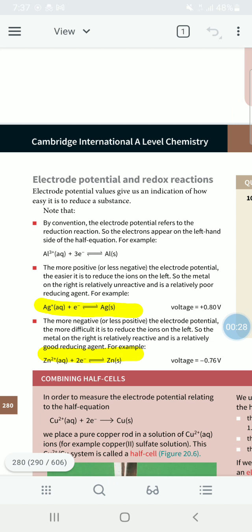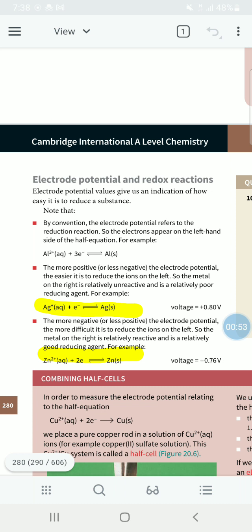By convention, electrode potential refers to the reduction reaction, so the electrons appear on the left hand side. That is one thing that we need to remember. The other thing is, these two are very important. The more positive or less negative the electrode potential is, the easier it is to reduce the ion. The metal is unreactive. As a result, it is a poor reducing agent.